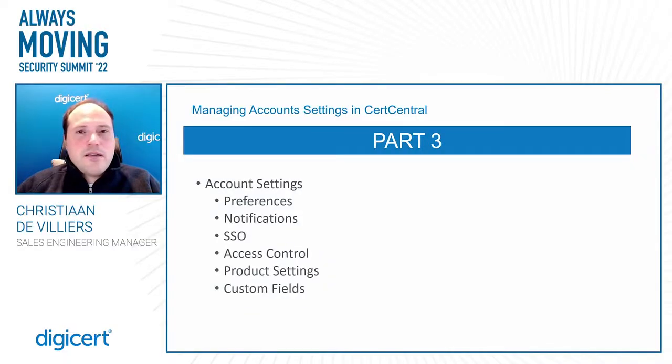Part 3 we will cover account settings in Search Central. And as part of covering the account settings section, we will cover the preferences section, the notifications. We'll talk a bit about single sign-on, access control, of which single sign-on is a component. We'll talk about product settings, and we're going to talk about custom fields.